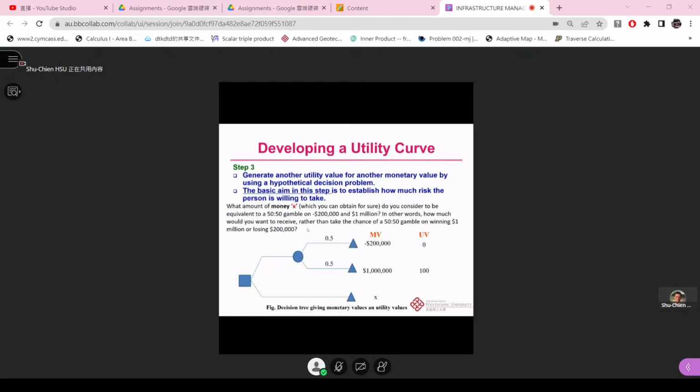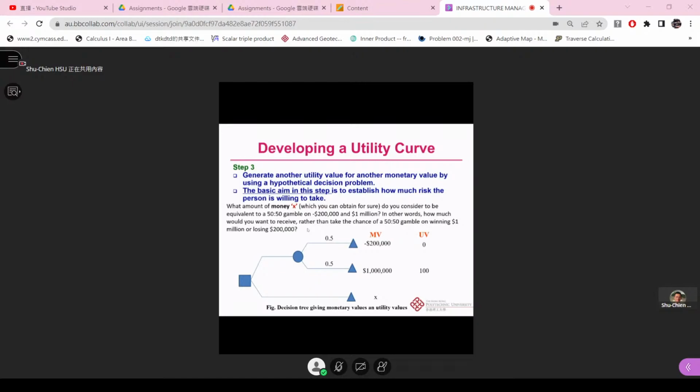In step 3, we generate another utility value for another monetary value by using a hypothetical decision problem. The basic aim in this step is to establish how much risk the person is willing to take. Think about it: what amount of money X, which you can obtain for sure, do you consider equivalent to a 50-50 gamble between negative 200,000 and 1 million? In other words, how much would you want to receive rather than take the chance of a 50-50 gamble on winning 1 million or losing 200,000?